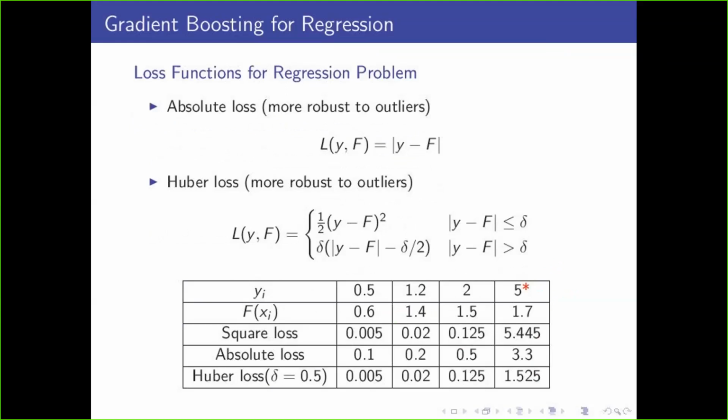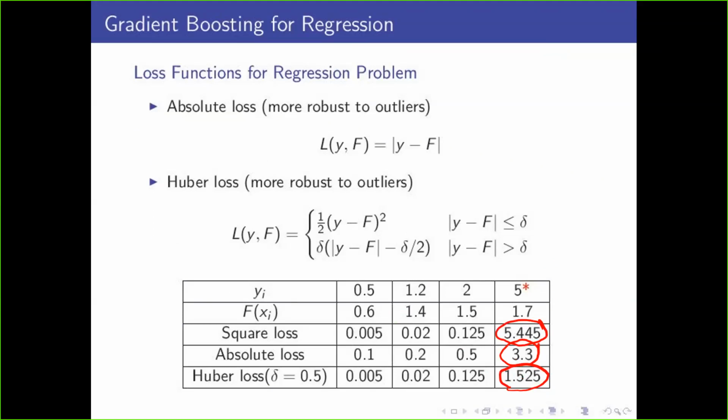Now you see this is the squared loss. For this outlier point, it adds a penalty of 5.445. Absolute loss adds a penalty of 3.3. Huber loss with delta value 0.5 adds a penalty of only 1.525. It means it's not paying too much attention to the outlier points, a way of avoiding them.